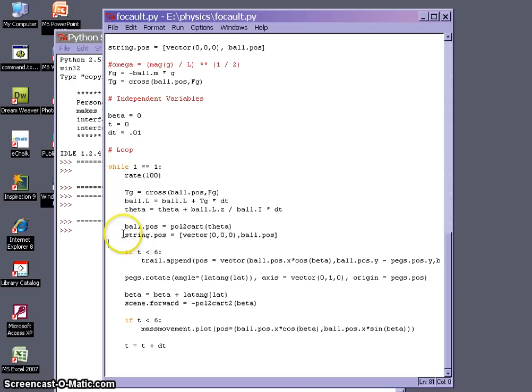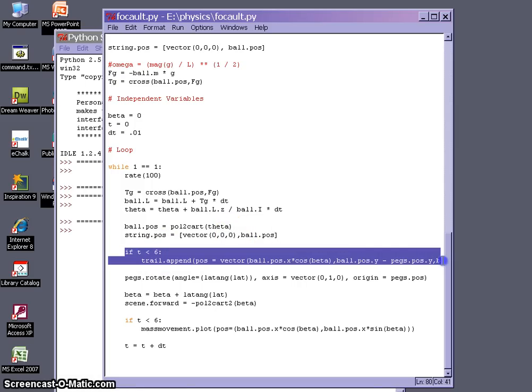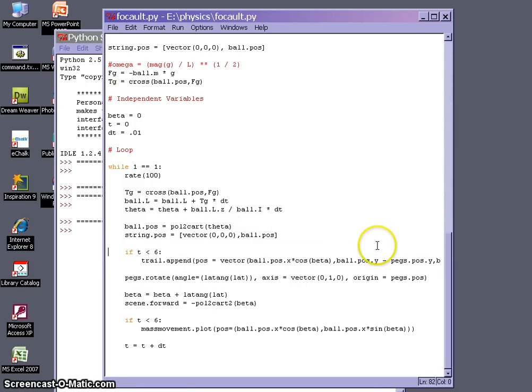And then furthermore, we create the string by just telling it the string is a vector from the origin, which is the axis of rotation of the pendulum, to the ball's position. Next, with this statement, we tell it to append a trail to the end of the pendulum while t is less than 6 seconds, so that we see the motion of the pendulum relative to the rotating reference frame.